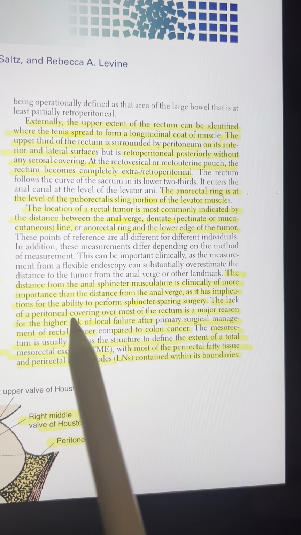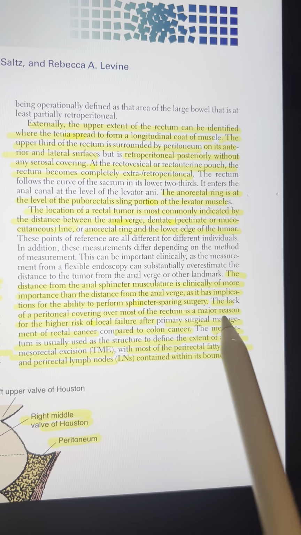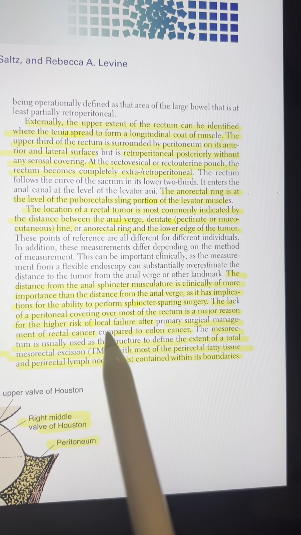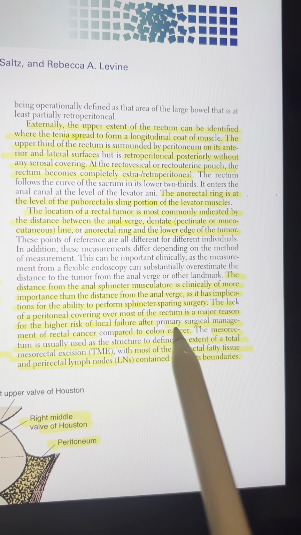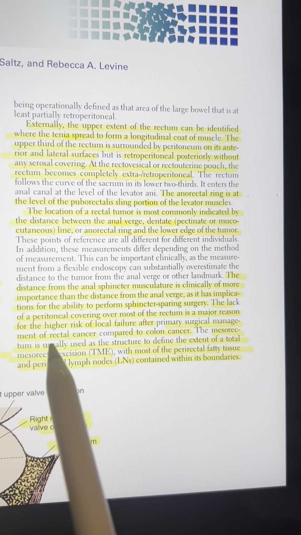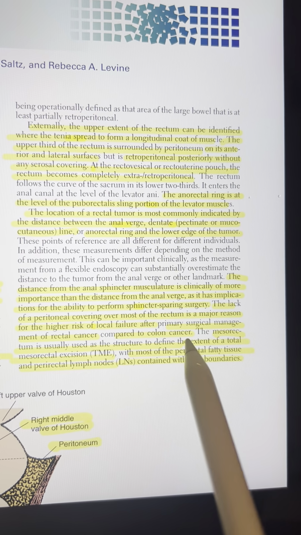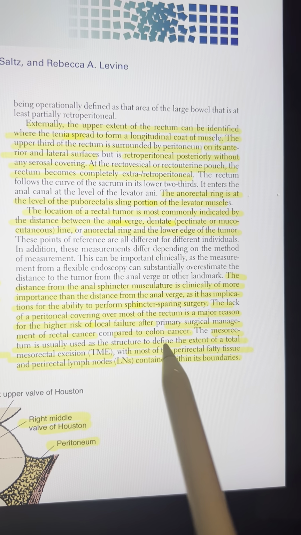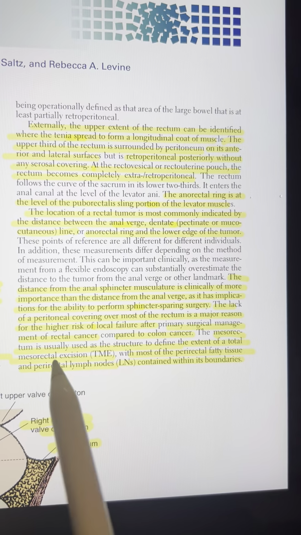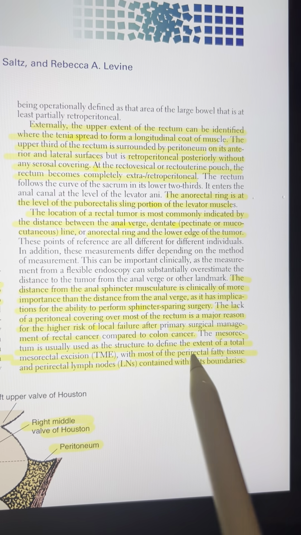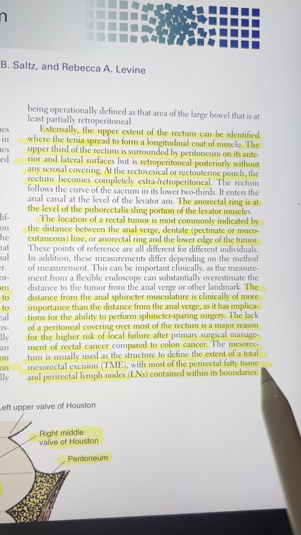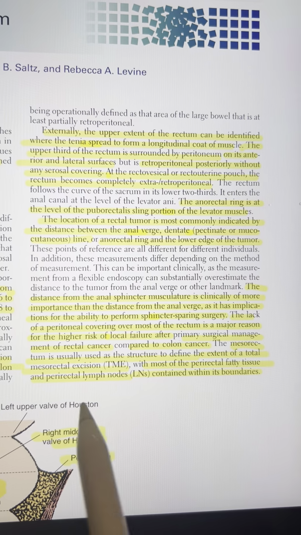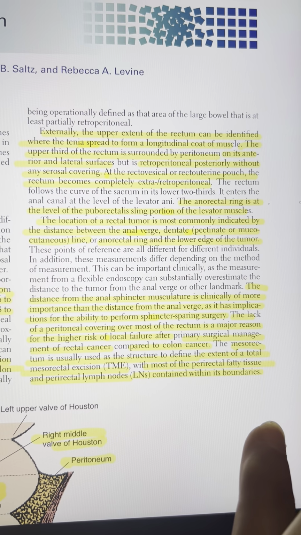The lack of peritoneal covering over most of the rectum is a major reason for the high risk of local failure after primary surgical management of rectal cancer compared to colon cancer. The mesorectum is usually used as a structure to define the extent of total mesorectal excision, with most of the perirectal fatty tissue and perirectal lymph nodes contained within these boundaries.